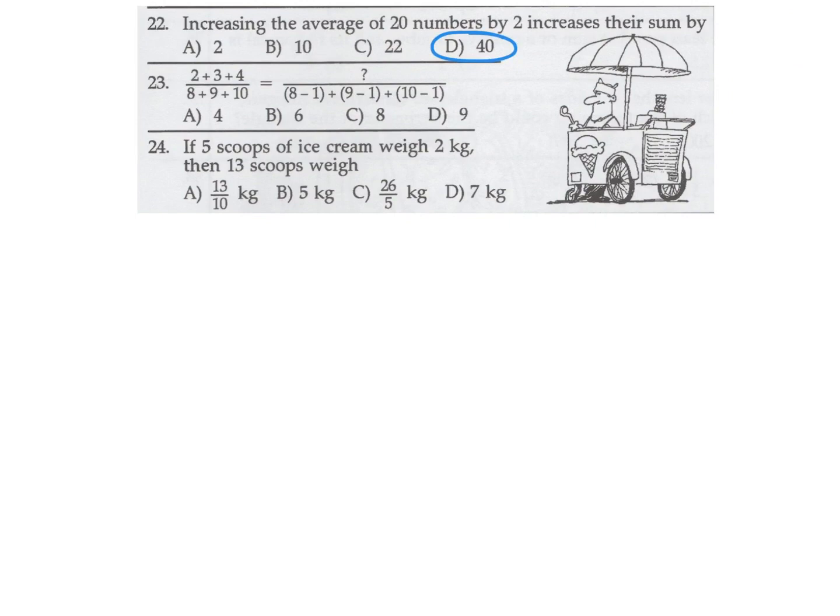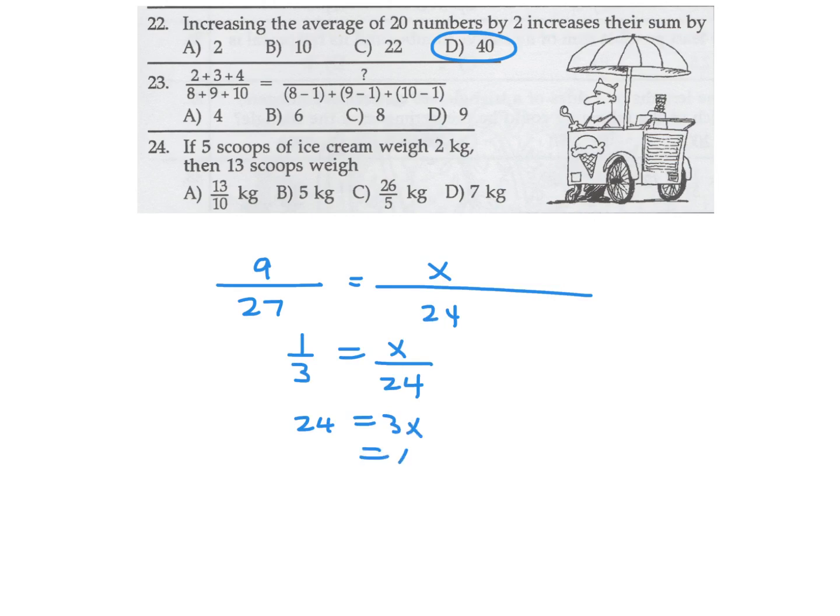2 plus 3 plus 4 over 8 plus 9 plus 10 is equal to question mark over 8 minus 1 plus 9 minus 1 plus 10 minus 1. Okay, so 2 plus 3 plus 4 is 9. And 8 plus 9 plus 10 is 27. And then this, we'll just put x there. And then that's 7 plus 8 plus 9, and that's 24. So this is 1 over 3 is equal to x over 24. Cross multiply and you get 24 is equal to 3x, and therefore x is equal to 24 divided by 3, which is 8. So C is the answer.